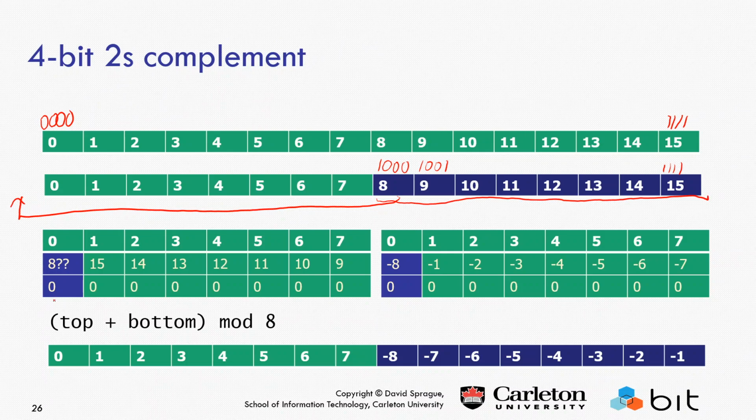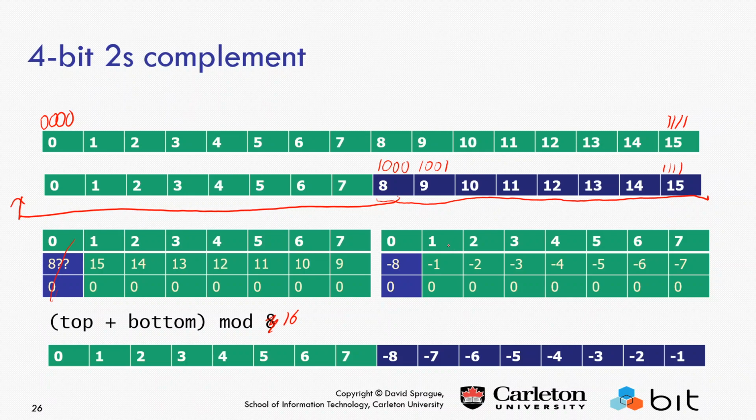If I add 0 and 8, I get 0. If I add 1 and 15, I get 0. Just realizing it should be mod 16 everywhere. 1 and 15 gives me 16. 14 and 2 gives me 16. 13 and 3 gives me 16. 12 and 4 give me 16. 5 and 11 give me 16. 6 and 10 give me 16. 7 and 9 gives 16, right? And when I do the mod 16, I always get a remainder of 0.